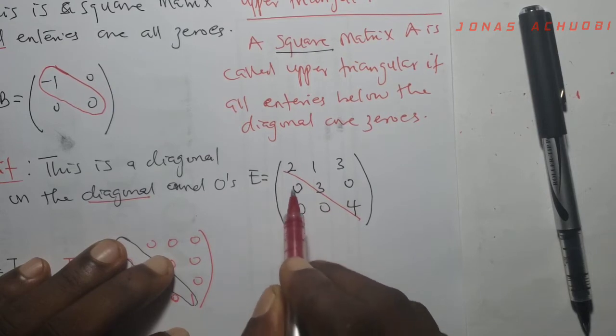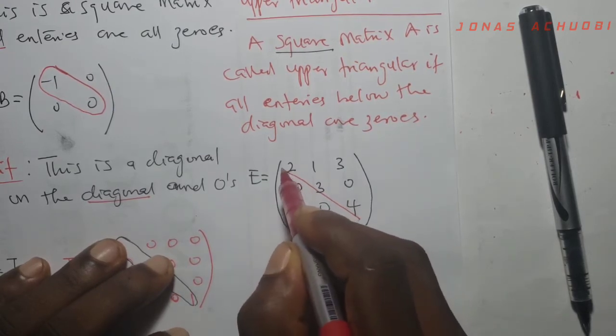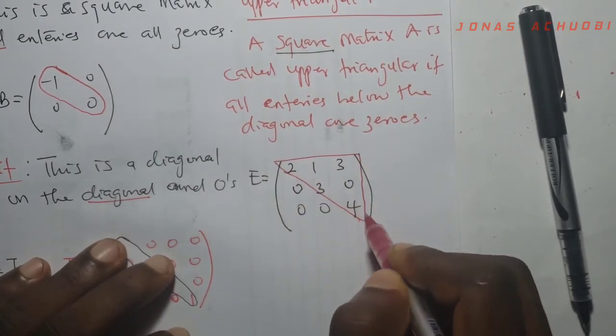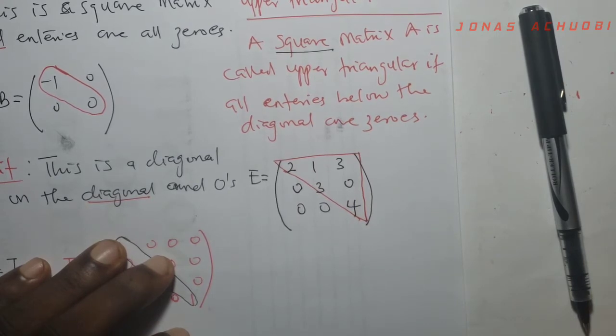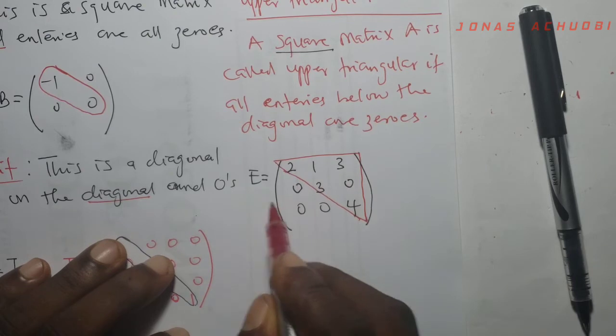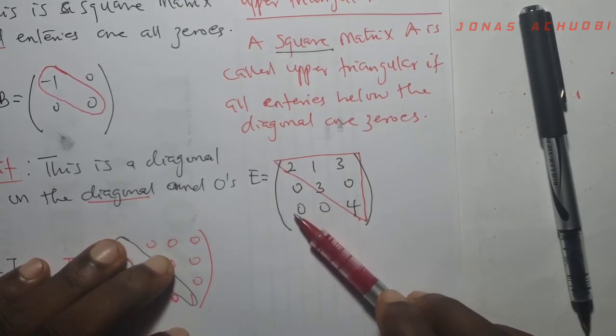And these 3 entries are below the diagonal entries. So this matrix is called an upper triangular matrix because it forms a triangle to the right or up. Hence the name, upper triangular matrix. So an upper triangular matrix is a matrix whose entries below the diagonal are all zeros.